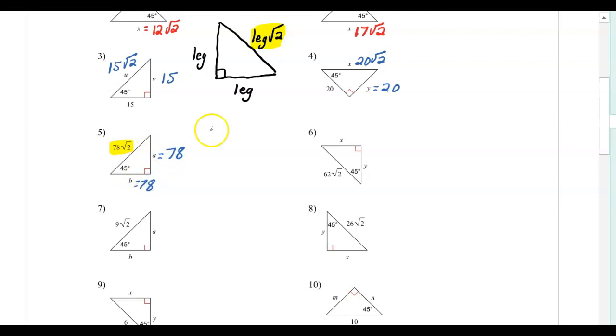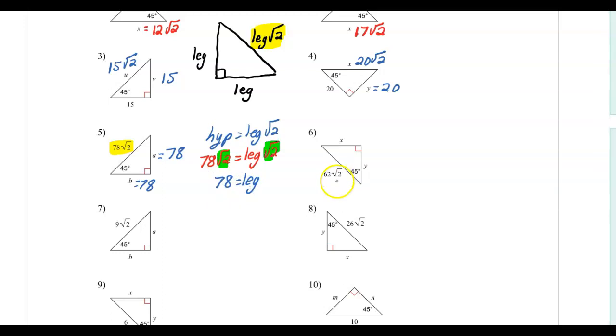Because if the hypotenuse is equal to the leg square root of 2, and we know the hypotenuse is 78 square root of 2, if I were to write these right above each other, we say both sides have square root of 2, which means each leg is 78. So that's using the pattern. Using that pattern, problem number 6, since the hypotenuse is 62 square root of 2, each leg is 62.